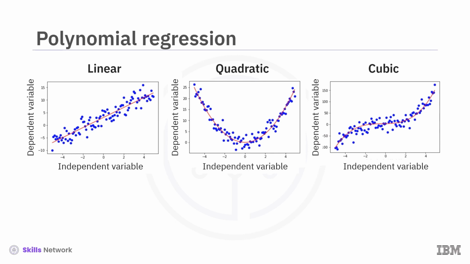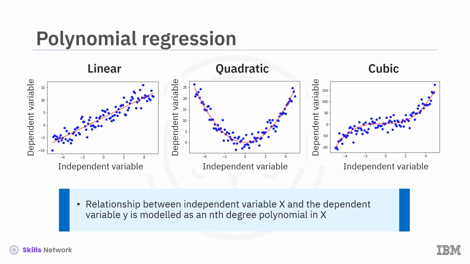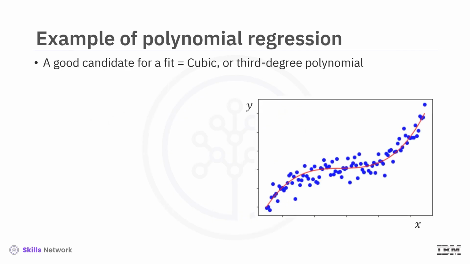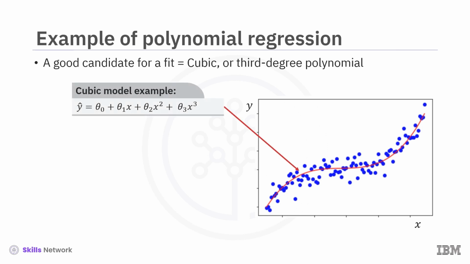In this chart, you can see linear, quadratic, and cubic regression curves that fit the patterns in the data quite well, and this approach can go on and on to polynomials of arbitrary degree. We can call all of these polynomial regression, where the relationship between the independent variable x and the dependent variable y is modeled as an nth degree polynomial in x. Consider this polynomial regression example where a good candidate for a fit is a cubic or third degree polynomial given by y equals theta 0 plus theta 1x plus theta 2x squared plus theta 3x cubed.